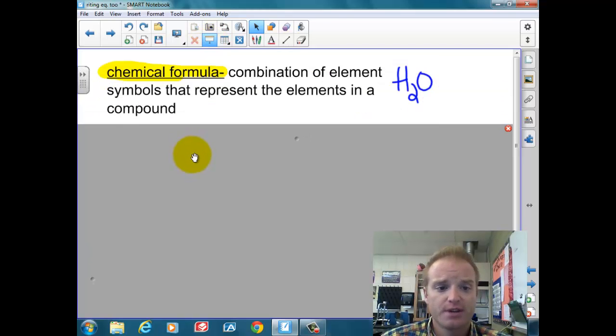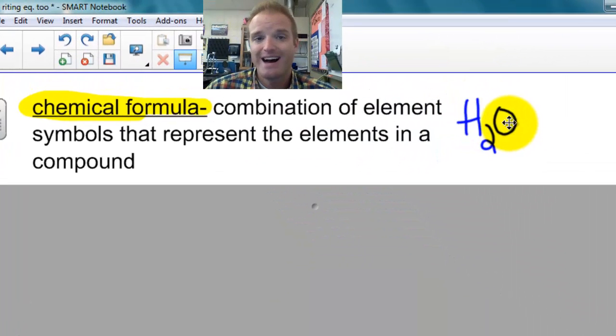Our first definition here is for a chemical formula. A chemical formula is a combination of element symbols that represent the elements in a compound. And so a chemical formula, you've seen this one before a million times, we have H2O. H2O tells us that there are 2 hydrogen atoms and 1 oxygen atom in the molecule of H2O. So instead of writing all that out, we just write the shorthand, H2O, to abbreviate, instead of saying 2 hydrogen atoms combined with 1 oxygen atom. It's just an easier way of writing things out.